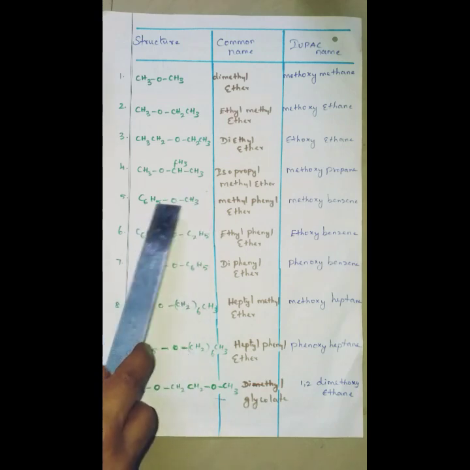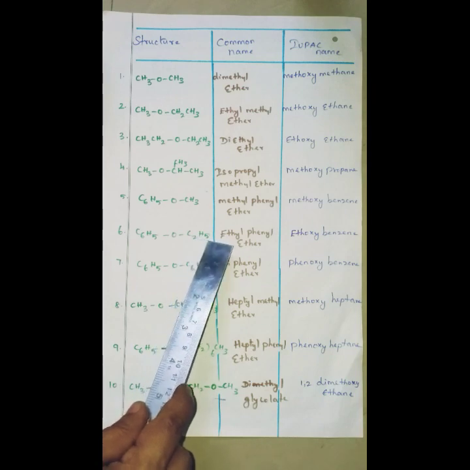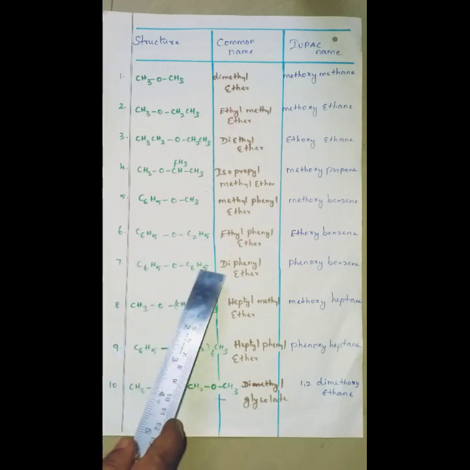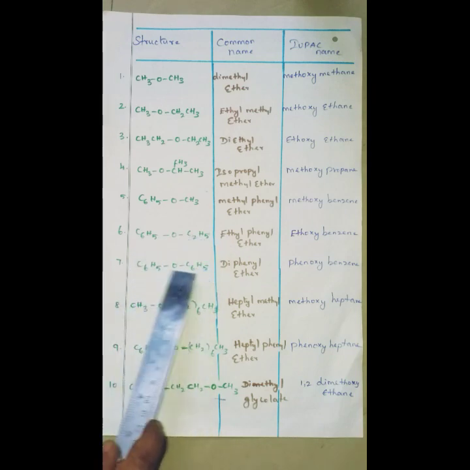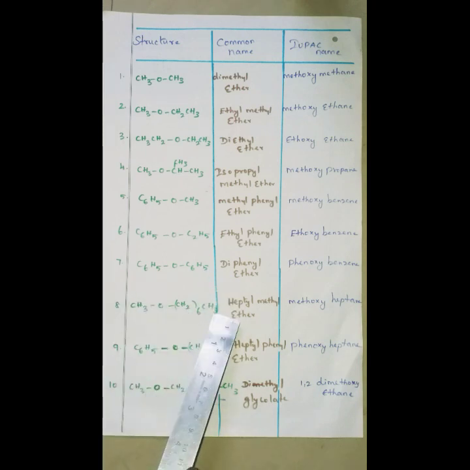This one is benzene, methoxy benzene. Here it is an ethoxy because C2H5, ethoxy benzene. Here both the groups are the same, so phenoxy benzene. Here also methoxy, and this is a full long-chain compound, no? So heptane. So methoxy heptane. Here phenoxy heptane. Then here 1,2-dimethoxy ethane.